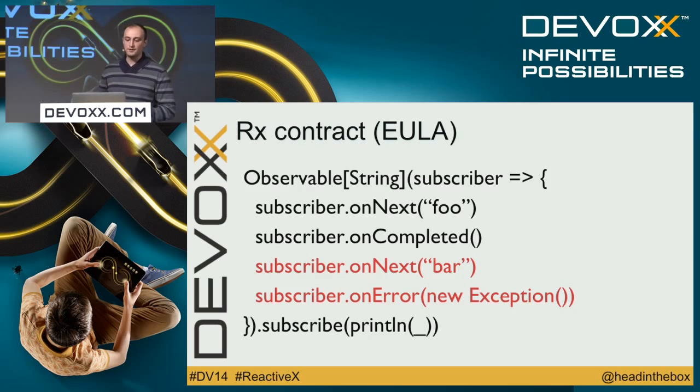So if we look at an example here, we create this observable of string, right? Again, we pass in an onSubscribe function that takes a subscriber and then does some stuff. First it calls onNext on the subscriber, then it completes. So now by the contract, nothing can propagate through anymore to the observer. And even if we call subscriber.onNext and subscriber.onError, those will not be propagated through to the observer. So those calls are just there for nothing. Yeah, that's how we enforce the Rx contract.